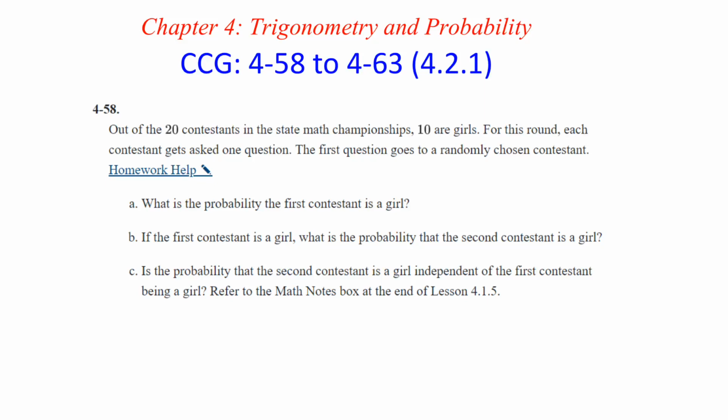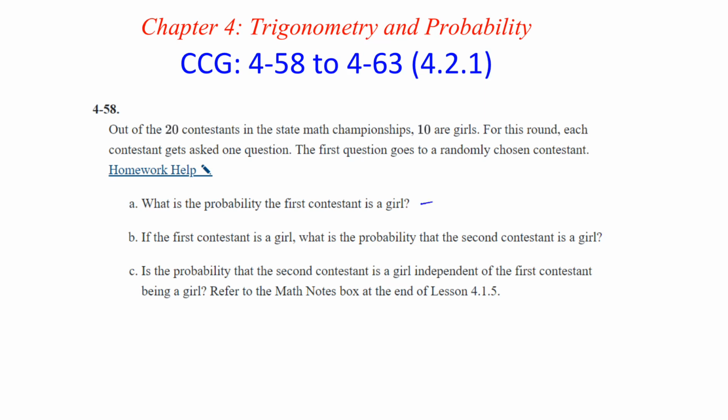Welcome to Chapter 4, Trigonometry and Probability, homework questions 58 through 63. Question 58. Out of the 20 contestants in the state math championship, 10 are girls. For this round, each contestant gets asked one question. The first question goes to a randomly chosen contestant. Part A. What is the probability the first contestant is a girl?